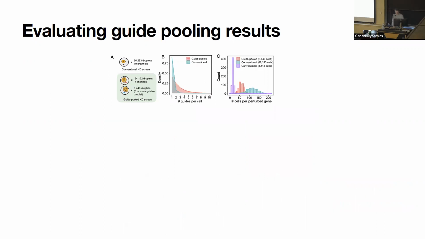In the guide pooling branch of the experiment, we had about 66,000 droplets that we measure in the conventional branch. And we in total ended up with about 24,000 guide pooled cells, but a bunch of those ended up with actually only a small number of perturbations. So we're going to focus our analysis on cells that ended up with 3 or more guides. So the set of data that we're working with here are 8,400 droplets that ended up with 3 or more guides, and we're comparing them to this conventional data set with 66,000 droplets.